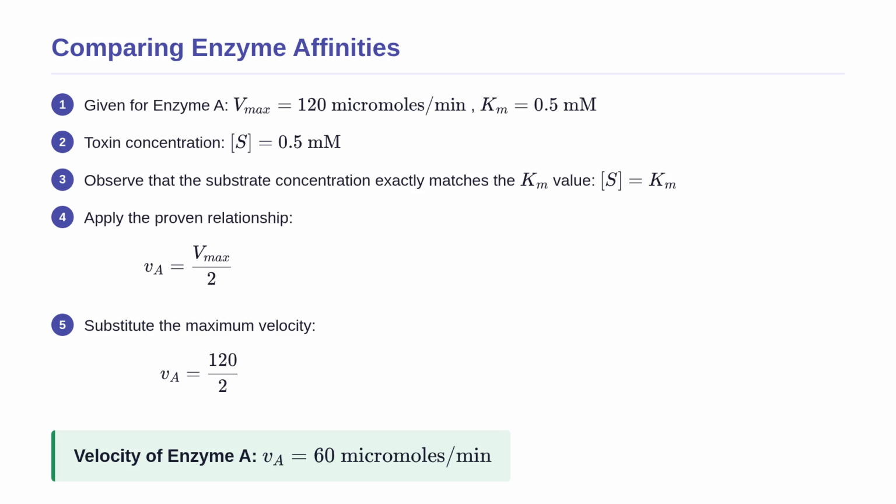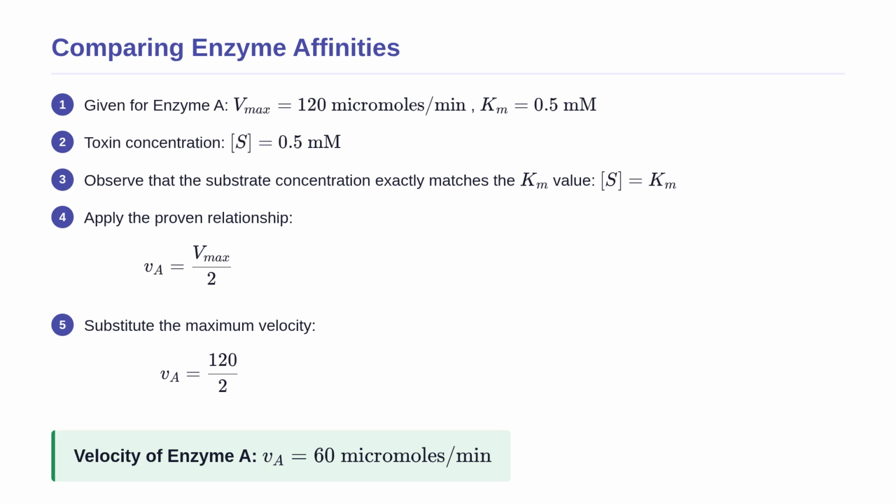Now that we have proven the theory, let us tackle a real-world medical example involving 2 different enzymes processing the same liver toxin. Both enzymes have a maximum velocity of 120 micromoles per minute. The toxin concentration is very low at 0.5 millimolar. Enzyme A has a Km of 0.5 millimolar. We need to find its velocity.